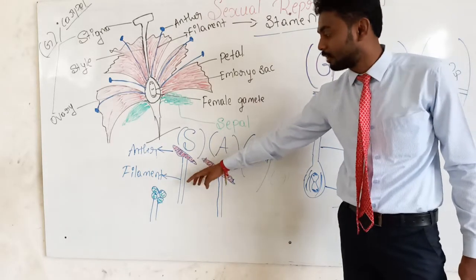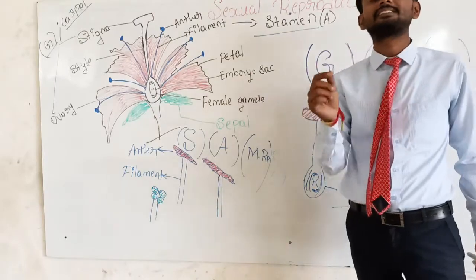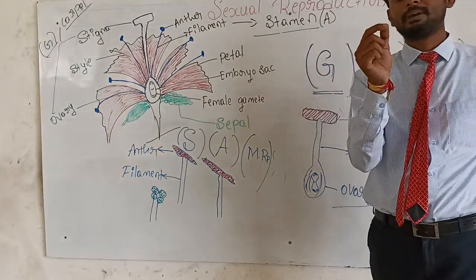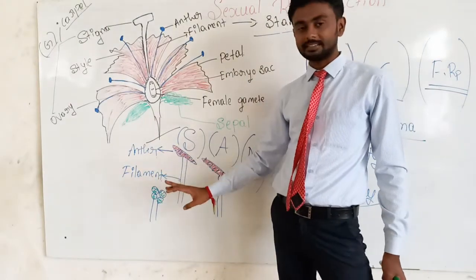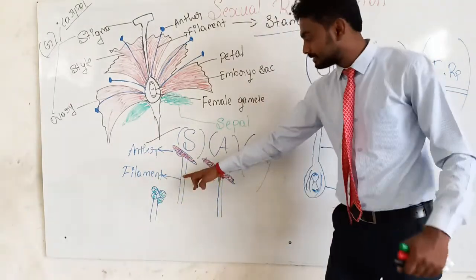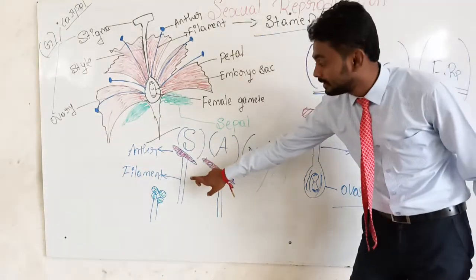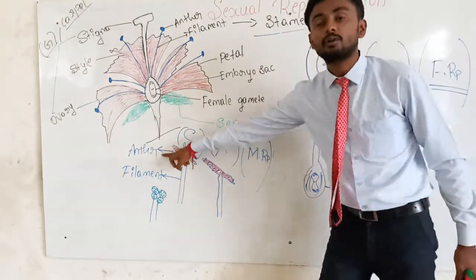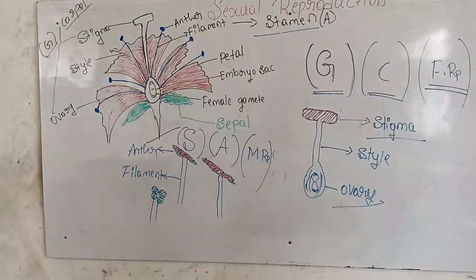So when you take the section of the anther, you see the anther sac. In the anther sac, you can see the male gametes. That is known as the anther. Next one is the filament. The filament is a part of the stamen or androecium, but the filament is present at the base of the anther.